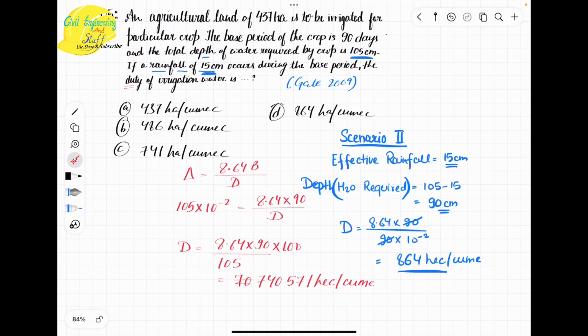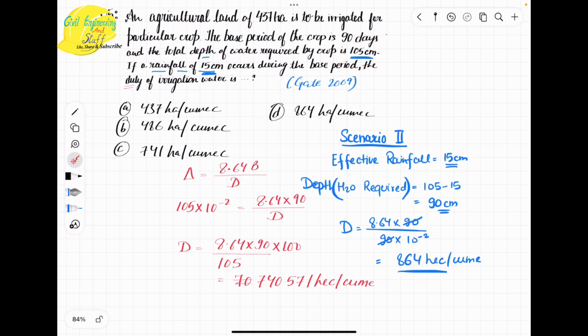Now, if this question would have been subjective in nature, then definitely you would have written a statement that since it's a rainfall of 15 centimeter, considering that no part of the water has been utilized or has contributed towards the plant growth, hence for irrigation being done for 100, the depth of water that will be supplied will be 105 centimeter. You have to write that statement. Then you have to move forward.